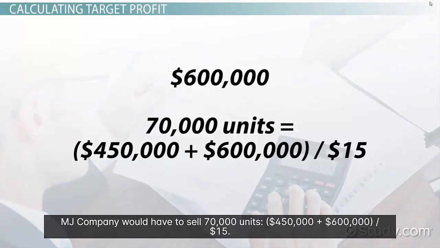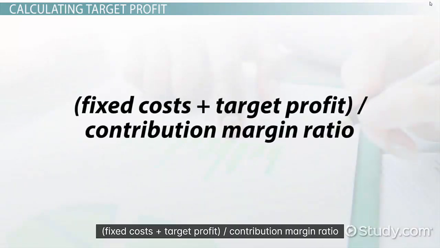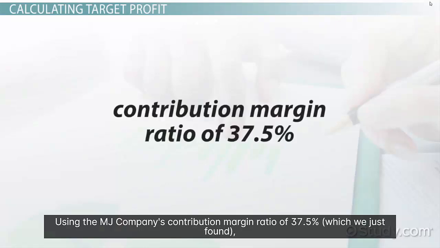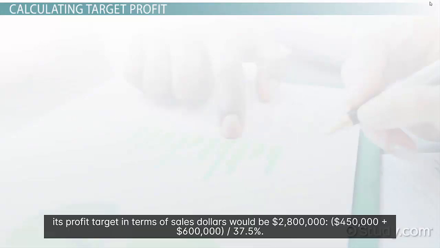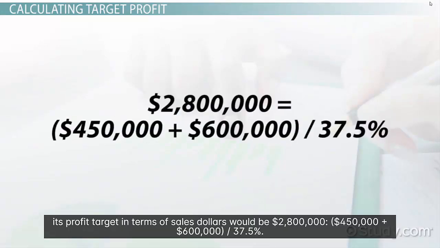The formula for calculating the target profit in terms of sales dollars is fixed costs plus target profit divided by contribution margin ratio. Using the MJ Company's contribution margin ratio of 37.5%, which we just found, its profit target in terms of sales dollars would be $2,800,000, which is $450,000 plus $600,000 divided by 37.5%.